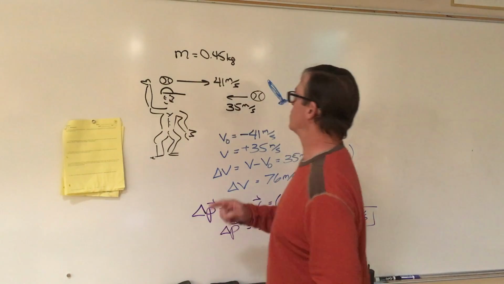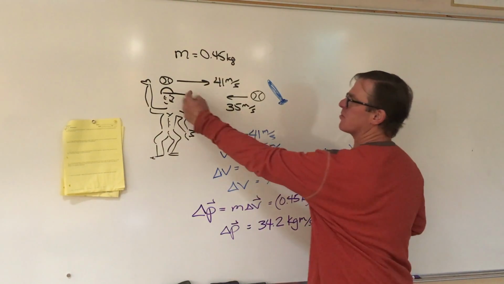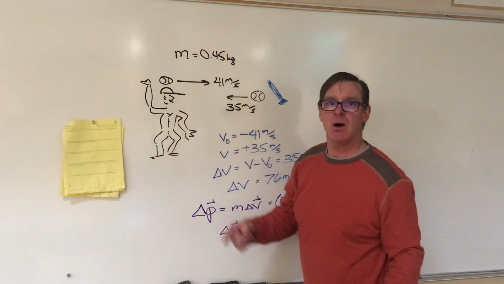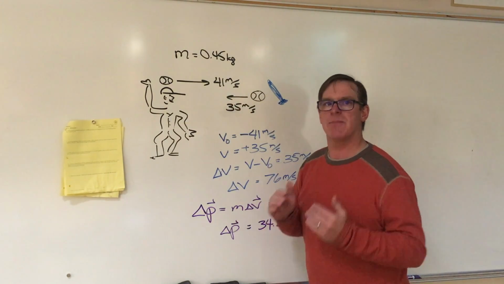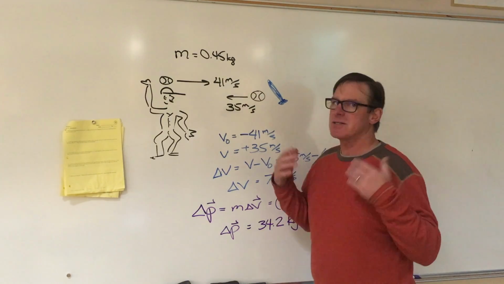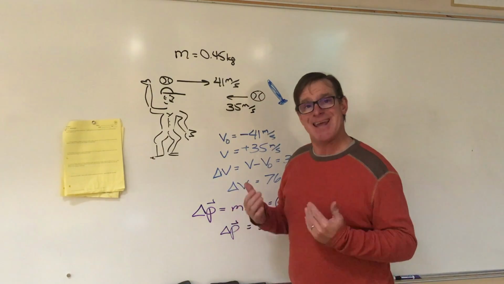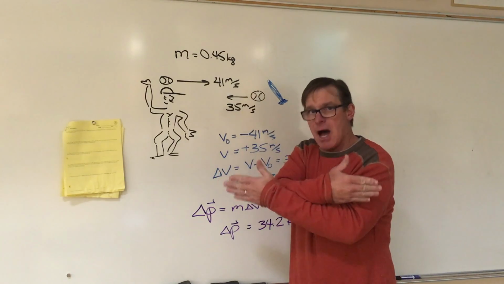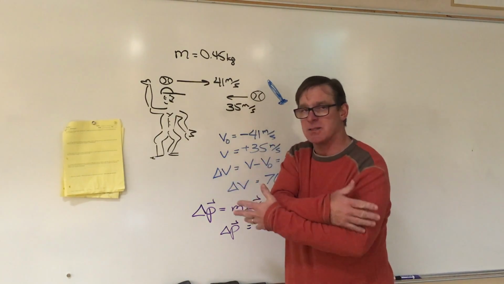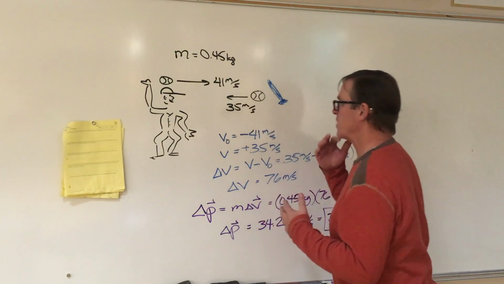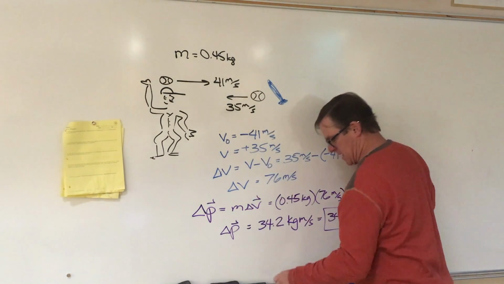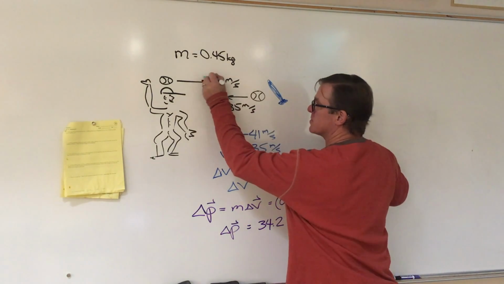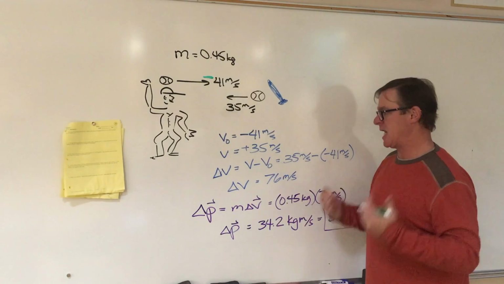But let's look at the situation. The pitcher throws the ball toward the batter. The batter hits the ball in the other direction toward the pitcher. We must give one of those values a negative sign because one direction is clearly opposite to the other. So one has to be positive, the other negative. I chose to make toward the batter negative. So I called the 41 negative.